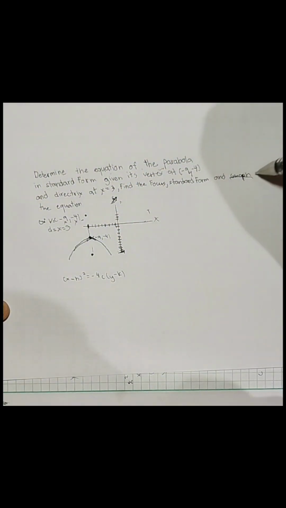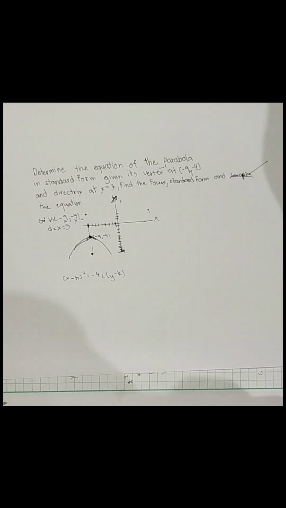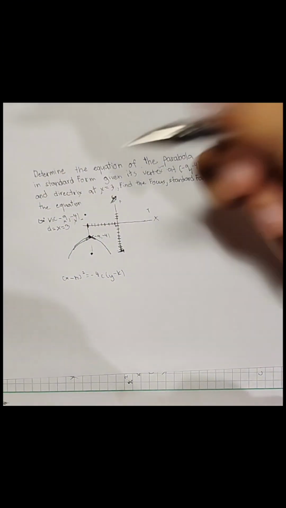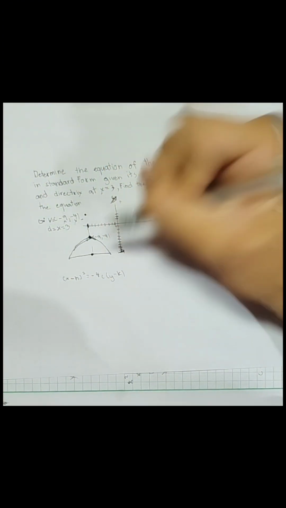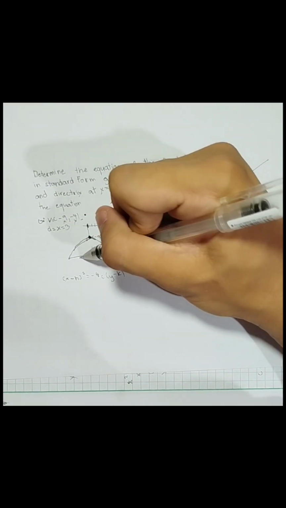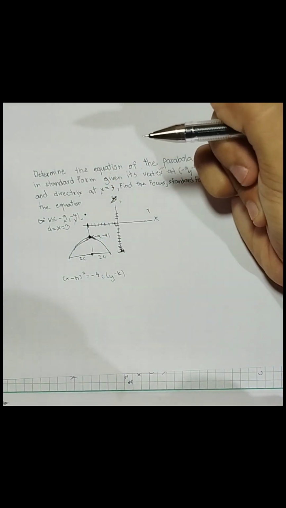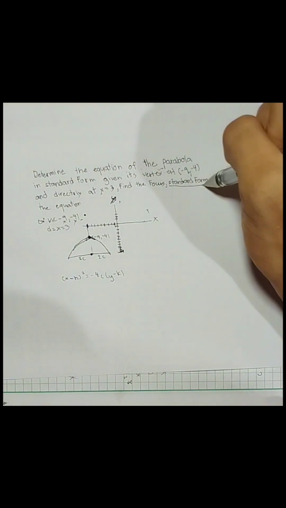So now we have done the graph. Oh, I forgot to tell you before that you can also find your latus rectum, which is this. The equation for the latus rectum is 2c. Right. So now, before we find our latus rectum and anything else, let's first find our standard form.